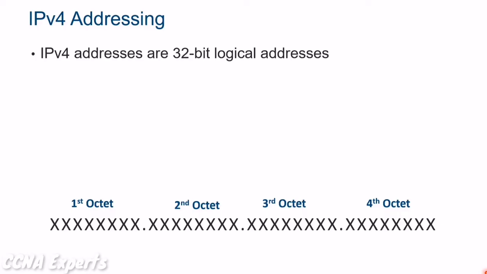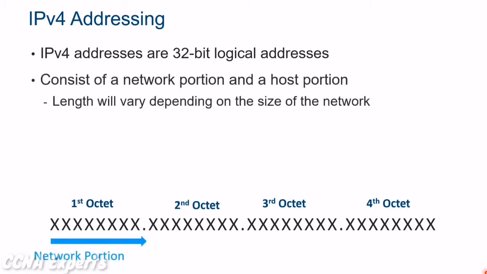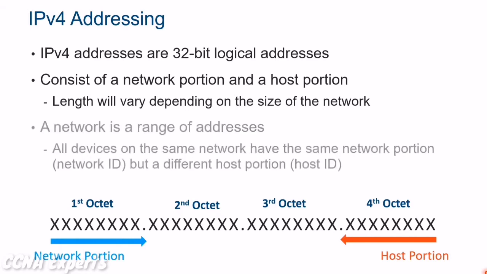All devices on an IPv4 network need a 32-bit logical address in order to communicate. This 32-bit logical IPv4 host address consists of a network portion or network ID on the left and a host portion or host ID on the right. The length of these depends on the size of the network. Larger networks will have a longer host portion.